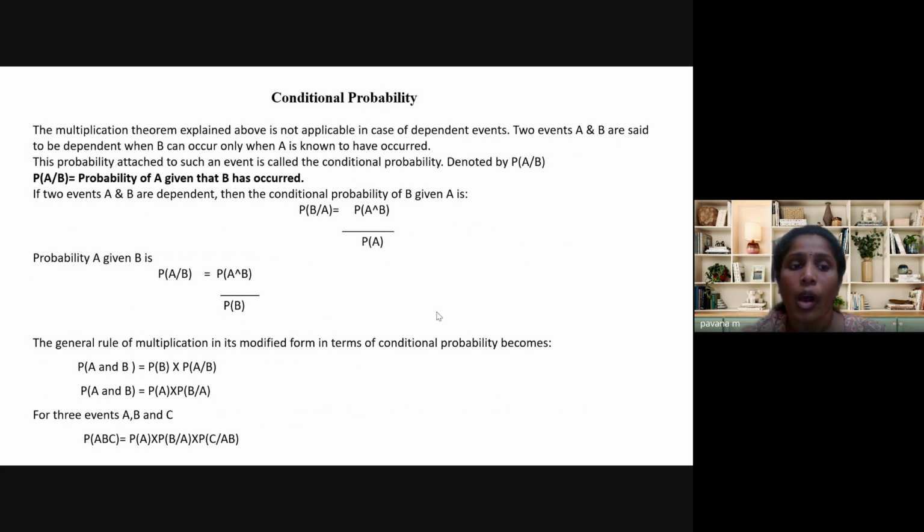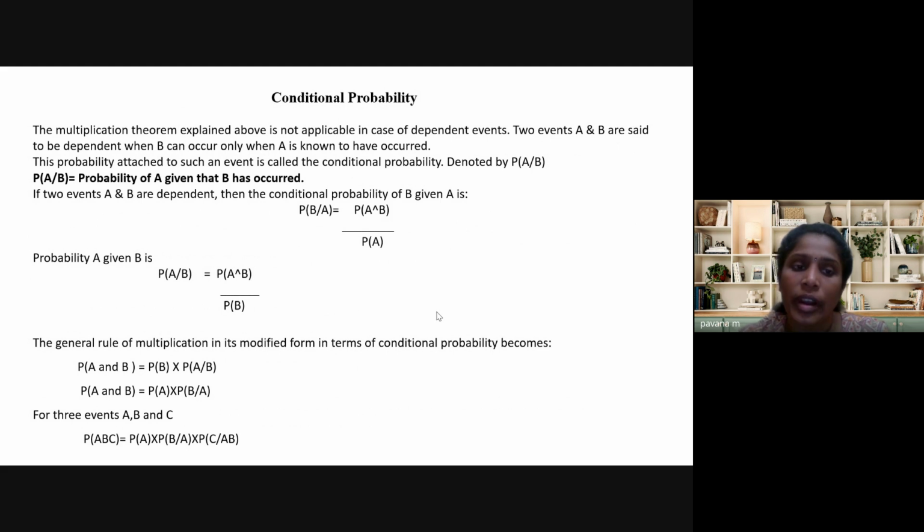The probability attached to such an event is called conditional probability. How do you denote this conditional probability? P of A by B. So P of A by B means the probability of A given that B has occurred. That means B already happened.